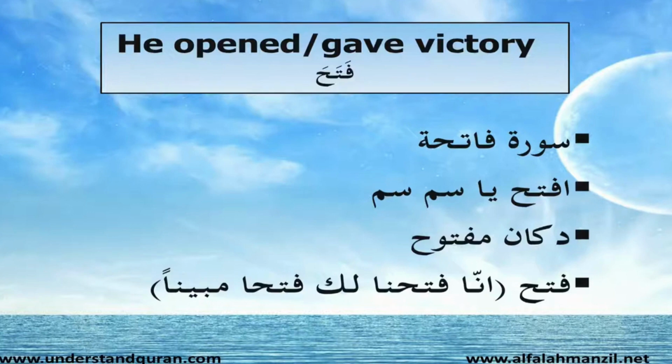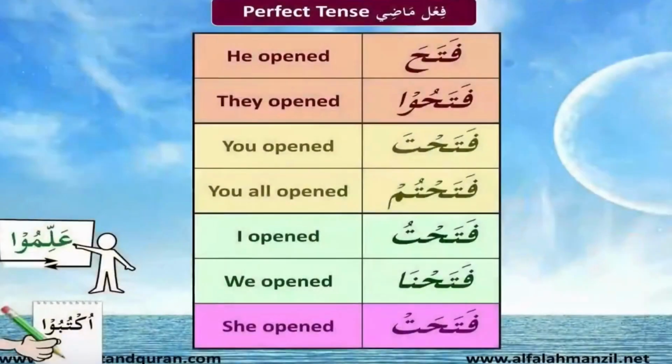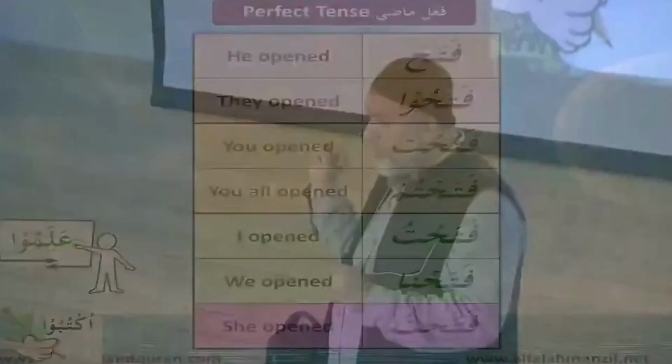So how do we do the TPI now? Basically, I was just trying to explain the concept, and now we will do the actual TPI. So let's everybody get fresh and hands out of the pocket, hands ready to go, brother Shamim. Fataha, fatahu, fatahta, fatahtum, fatahtu, fatahna, fatahat. He opened, they opened, you opened, you all opened, I opened, we opened, and she opened. Got it?